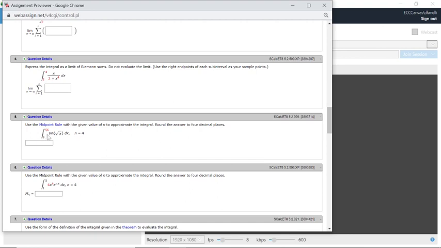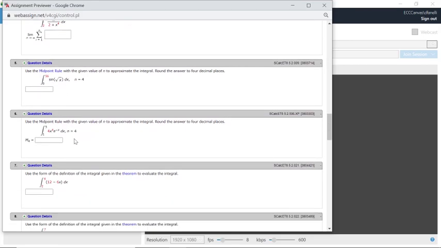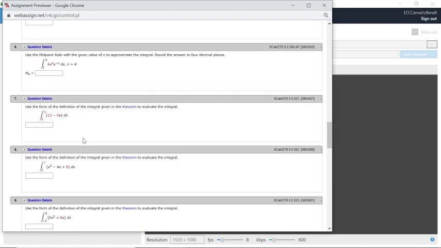You're going from 0 to 56, subdividing that into 4 subintervals, and using the midpoint rule to approximate the definite integral. So you're not asked to find the exact value of this integral. This is an integral that you will not be able to evaluate in this course. Here's another one you will not be able to evaluate in this course, but you can approximate it. Again, this is asking you to approximate it by the midpoint rule, to get practice with that.